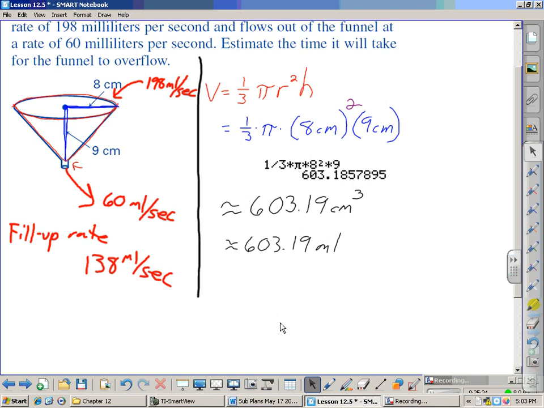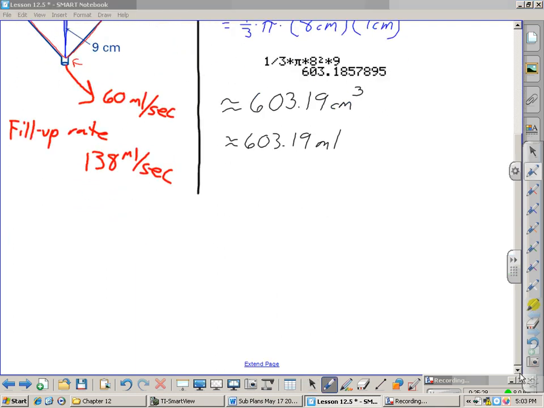All right, back to the last part of this problem. It's a little confusing. That's why I was looking at the numbers, just getting mixed up. But here's what we're going to do: we need to get our answer in time. So we're going to take the 603.19 milliliters and divide by how long it takes, which is 138 milliliters per second.